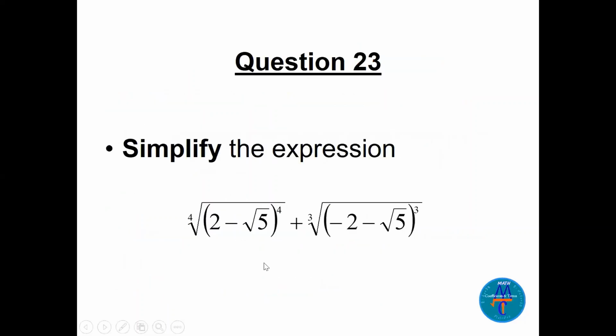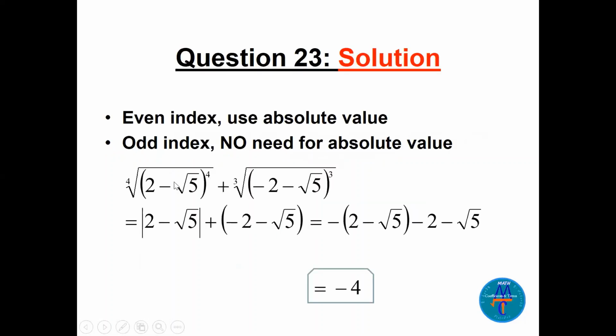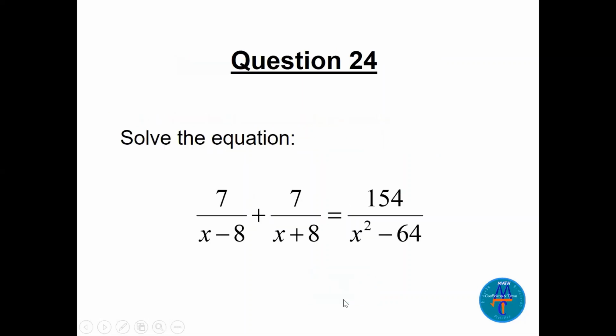Let's simplify this expression. 4th root of this cubed plus cube root of this. So this is an even index, this is an odd index. We have seen before, in the even index, you put absolute value because we have to make sure this is positive. In the odd index, no need for absolute value. Now, absolute value here, 2 minus square root of 5, that's a negative number. So we put the minus outside to make it positive. And this one will be minus 2 minus square root of 5. When you simplify this, the answer will be minus 4.